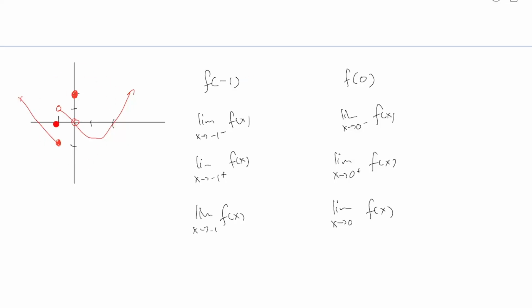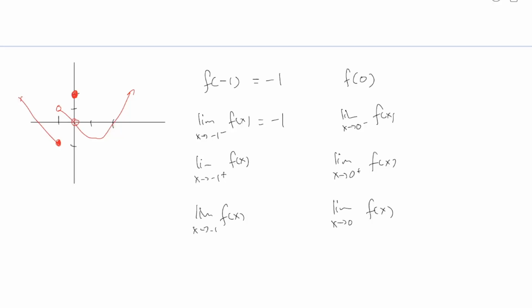F of -1, that means I go over here, I look for the y value, I don't use the empty circle, I use the filled in circle, and it is -1. I hope that's what you got. F of -1 is -1. Lim x goes to -1 from the left. This is weird looking, this little -1 minus. That means near -1, but on the left side. So along the curve this way, on the left side, the curve goes to y equals -1. So this is also -1. I hope that's what you said.